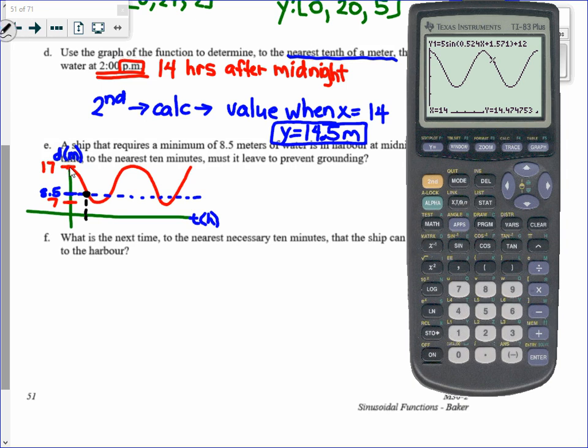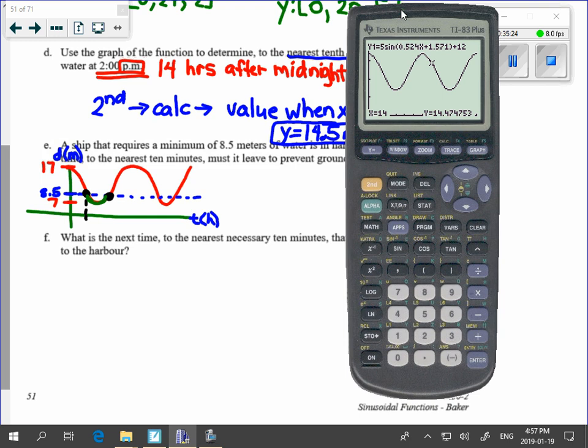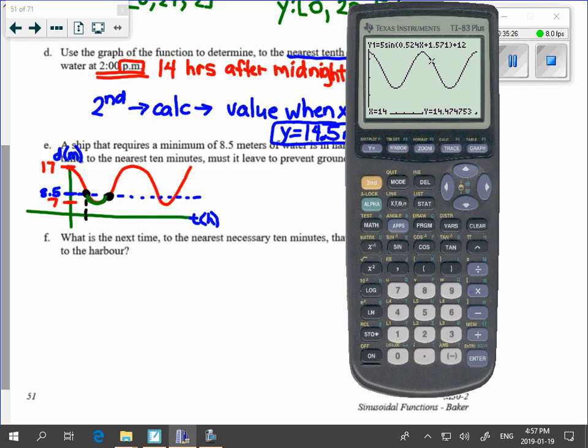And then we're going to need to figure out the coordinates of that point, because during this time here where the waves drop below that 8.5 meters, that ship would be grounded, right? It would not be able to float. So that ship has to leave to prevent grounding before that happens, okay? So how would we draw that horizontal line across at 8.5 meters? I hope you said you would have to go in and enter 8.5 as your Y2. And if you graph that, you're going to get that horizontal line going across, okay?